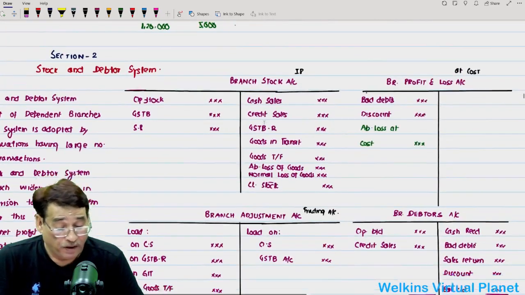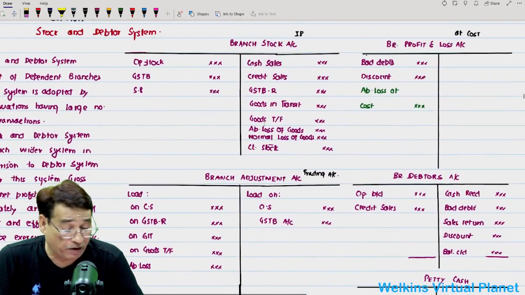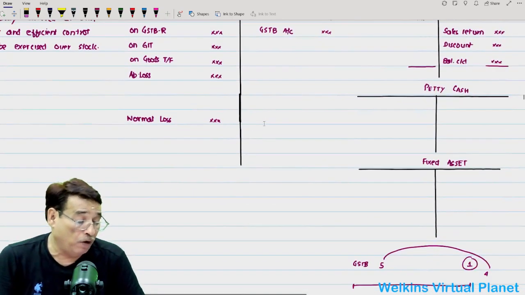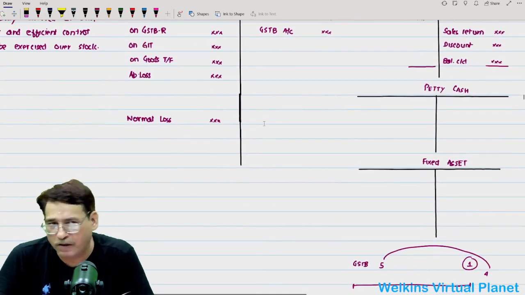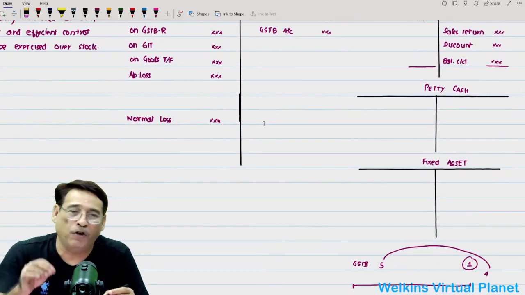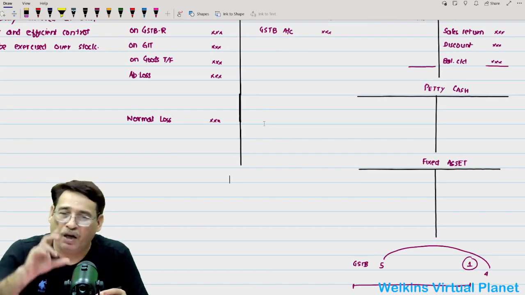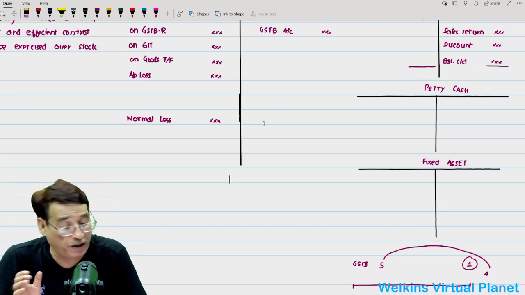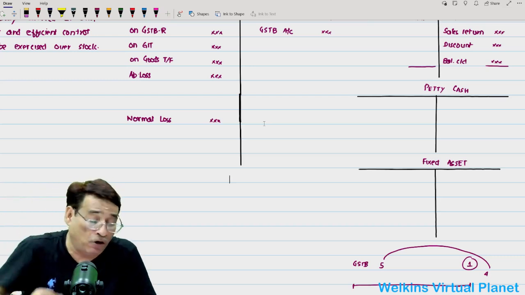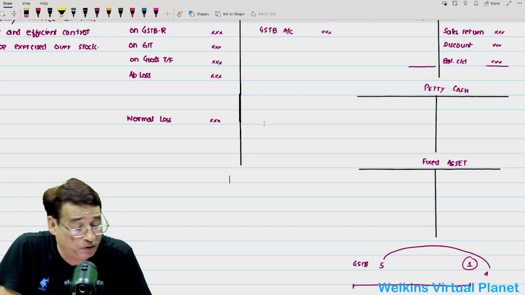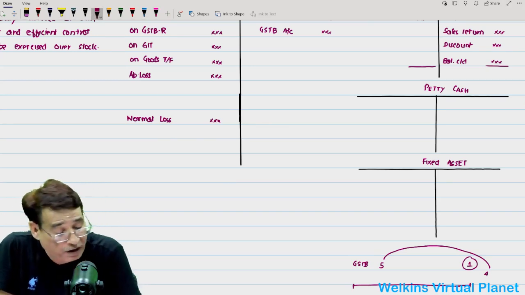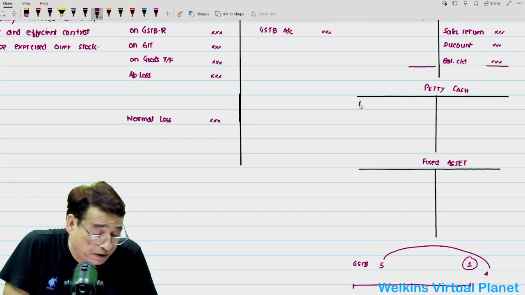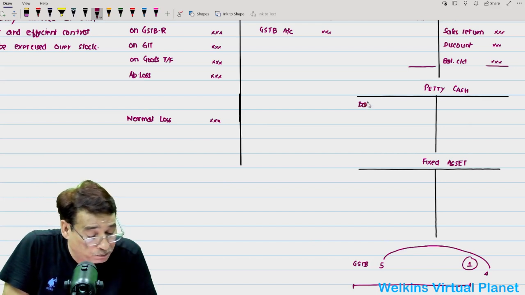Now, almost everything we have completed, and now we come over to these items. For example, suppose in the question you have been given opening balance of petty cash. In the first system, you used to write it towards the debit side of branch stock account. But here, we are not having any branch account. So whatever balance of petty cash is there, I am simply going to write it as balance brought down. Whatever opening balance is there.